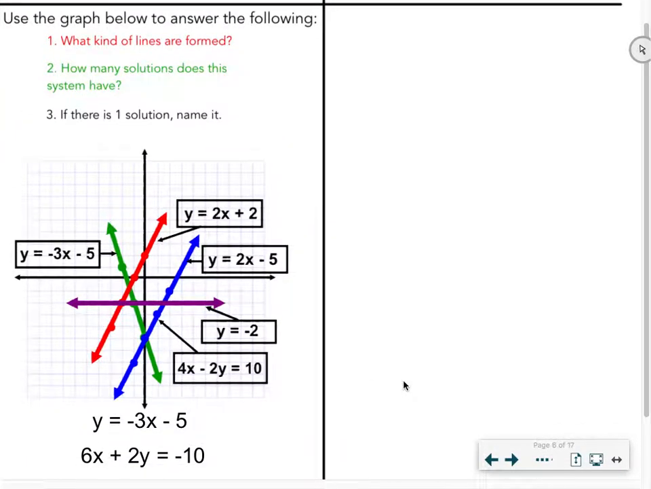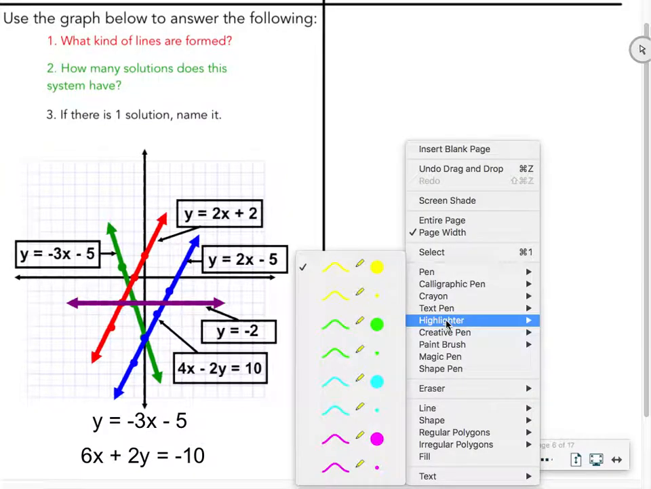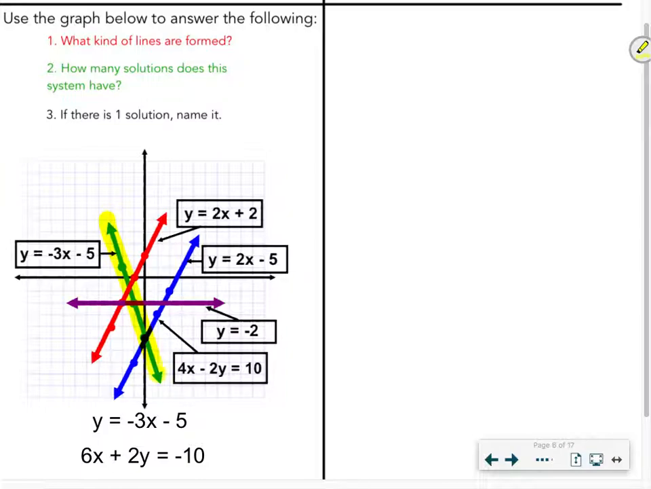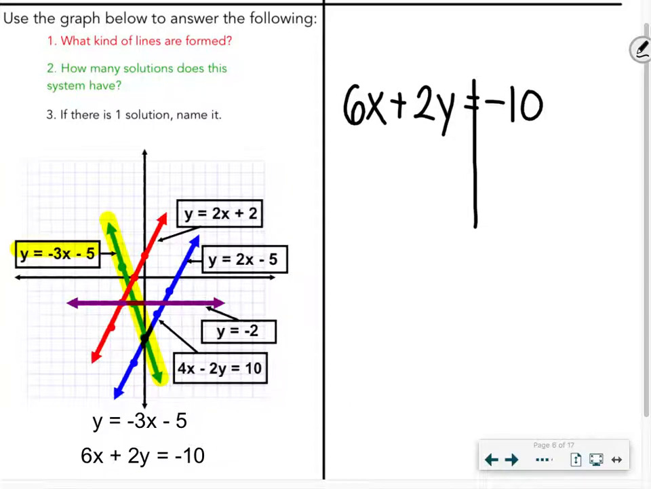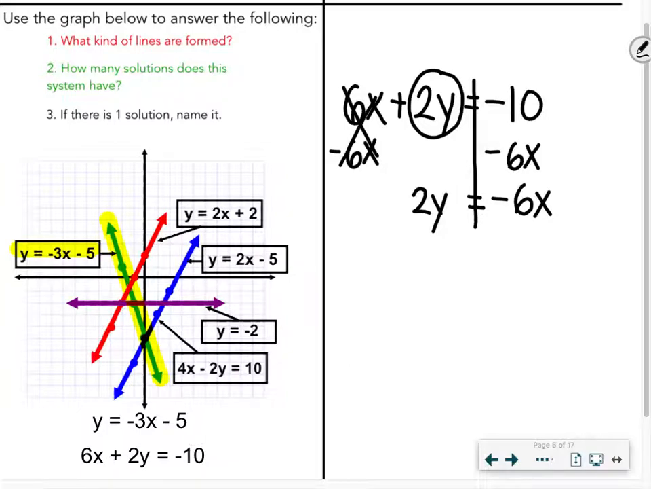This time we've got y equals negative 3x minus 5 again, just like we had on the last one, so that is our green line. And we've got 6x plus 2y equals negative 10, which is also not one of our equations on our graph right now, so we have to solve to figure out which one it matches. So 6x plus 2y equals negative 10. We are solving for y, so bring the 6x over by subtracting it. Make sure you keep the x with the 6. Write the slope first, so the negative 6x, and then the negative 10.